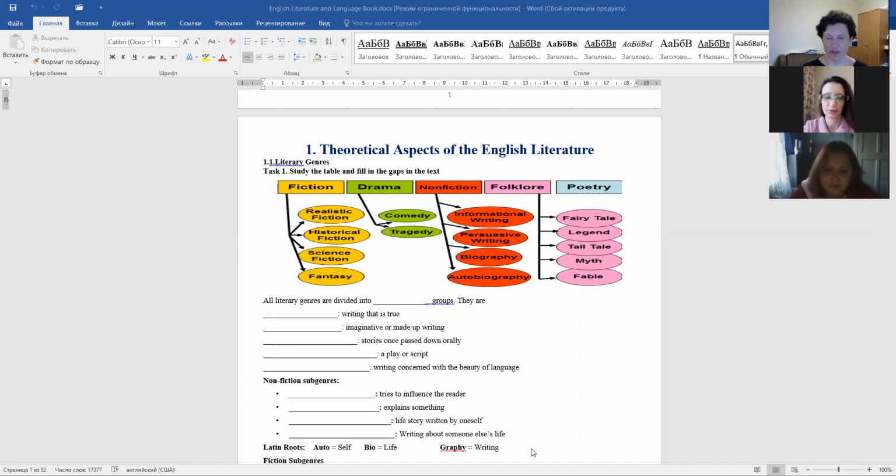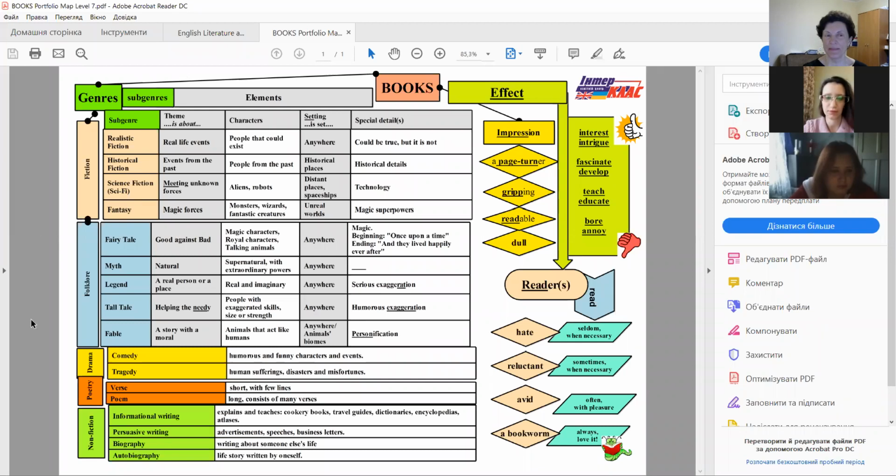So, traditional literature. We'll stop here now and we'll look at the bigger table, which represents the subgenres, the genres, and the elements of each genre. Natalia, what are the elements of each genre? The elements of each genre are theme, characters, setting, and special details. So let's characterize each of the genres according to the example. Now I will tell you how to do it and then you will do the next steps.